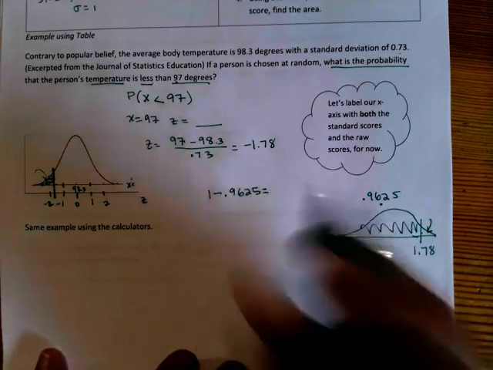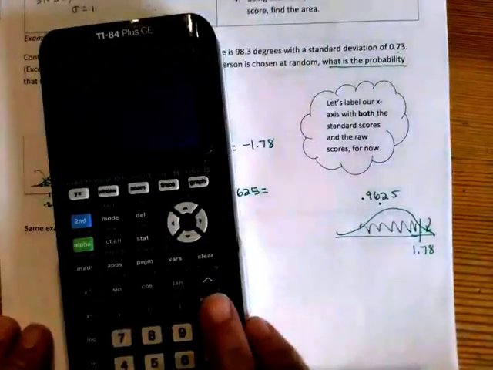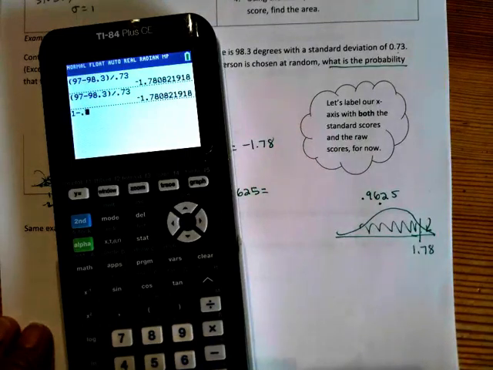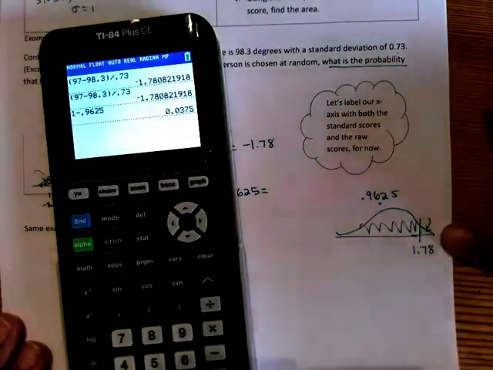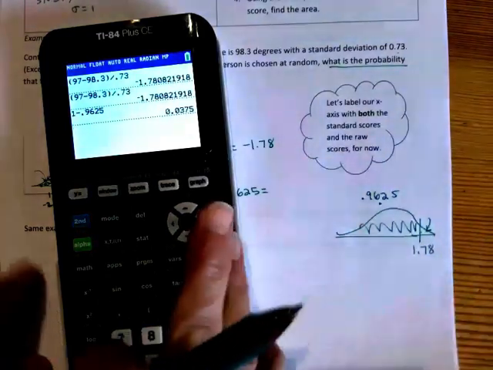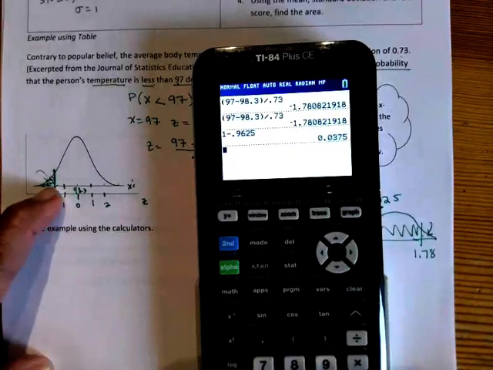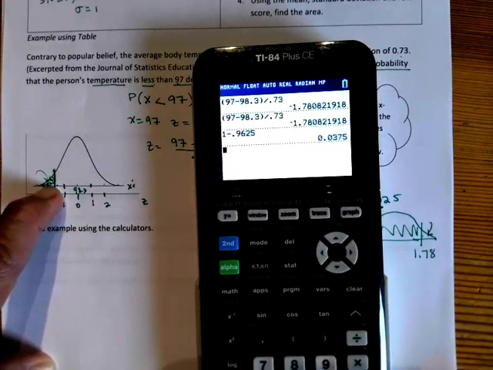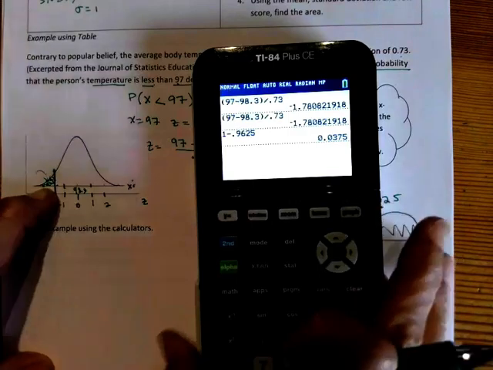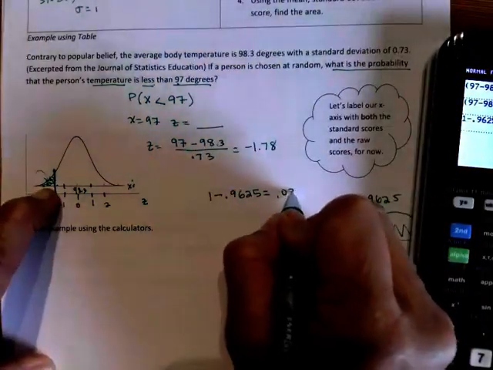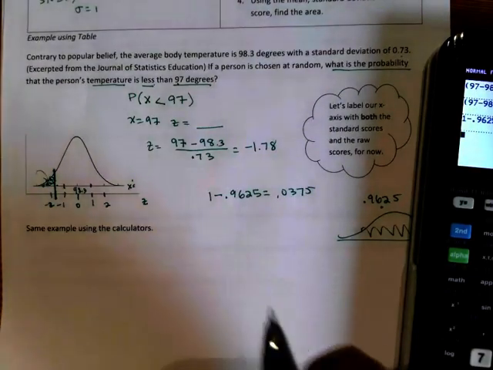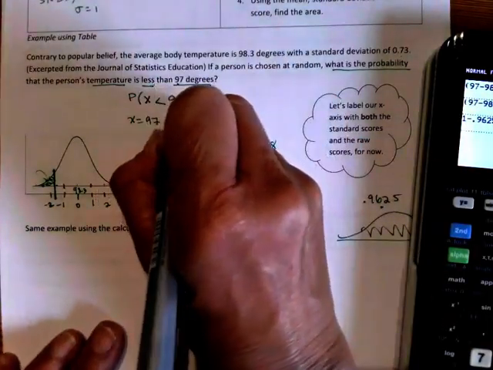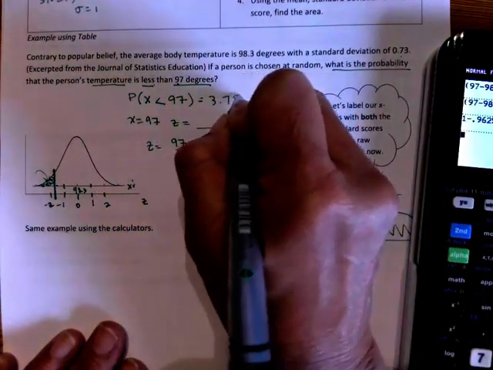0.9625. So again, with my calculator though, 1 minus 0.9625. So the area either here to the right of positive 1.78, or the one we're interested in, to the left of negative 1.78, is 0.0375. Thinking of that in probability, we would say a percent. So the probability that a temperature is less than 97 degrees is 3.75%.